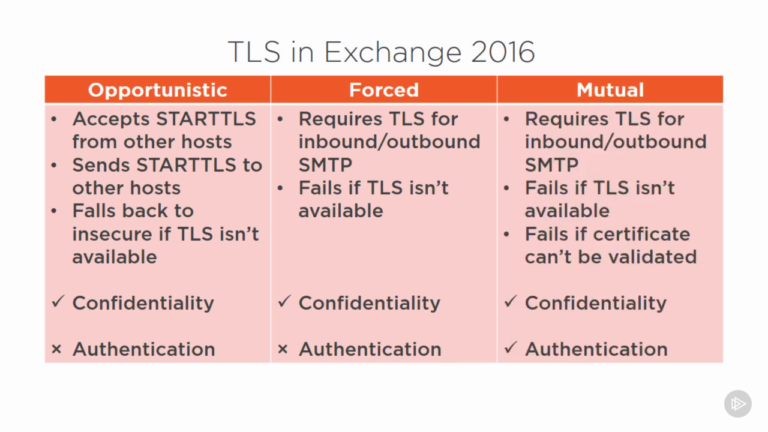is connecting to you. With mutual TLS, TLS is required for inbound and outbound SMTP, and it fails if the TLS session can't be established, so it will not fall back to an insecure connection. And one of the reasons that it might fail is if the certificate can't be validated. So now with mutual TLS, you get confidentiality for the data transmitted over that connection, and you also get authentication as well.